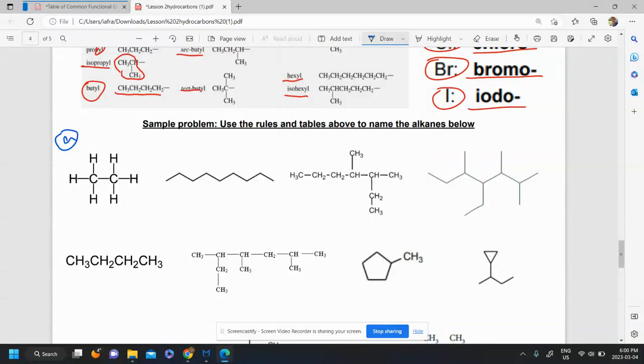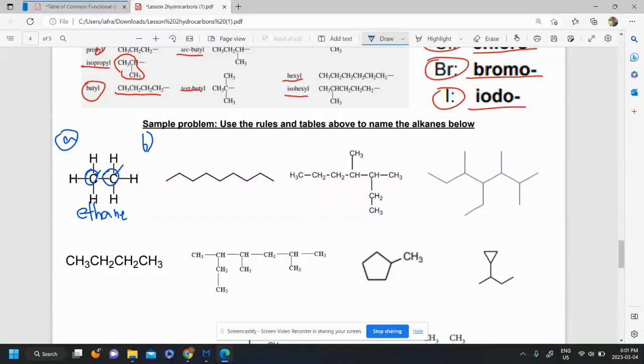A, we notice there's only 2 carbons. There's no substituents. It's all just H's. And there's no double bond or triple bond. It's just an alkane. So we have 2 carbons here. It's an alkane. We have eth for our 2 carbons, ane, ethane. That's it. So let's go to our next one, B.